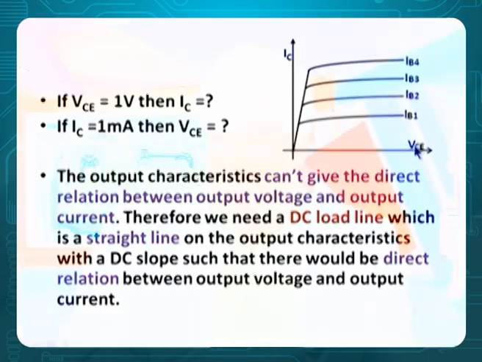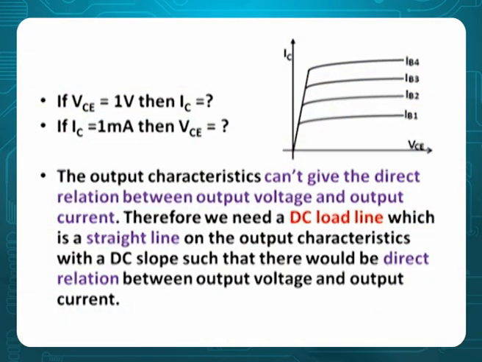For example, look at this output characteristics. Suppose VCE equal to 1 volt, I have 4 ICs. Suppose IC equal to 1 milliamp, I have again 4 answers. Therefore, output characteristics cannot give a direct relation between output voltage and output current. And hence we need a DC load line, which is a straight line on the output characteristics. So we have to draw the DC load line with the slope, and that's why we need it.